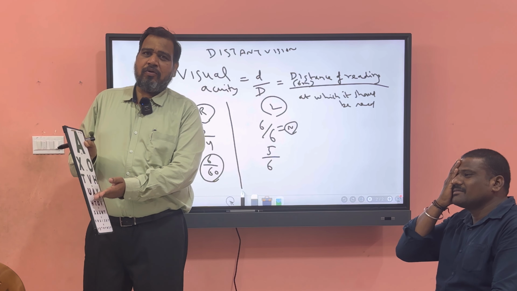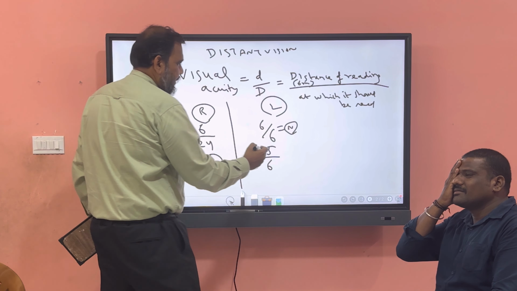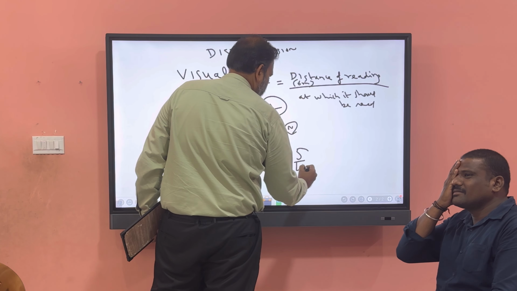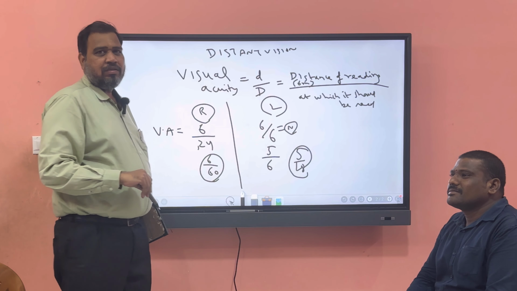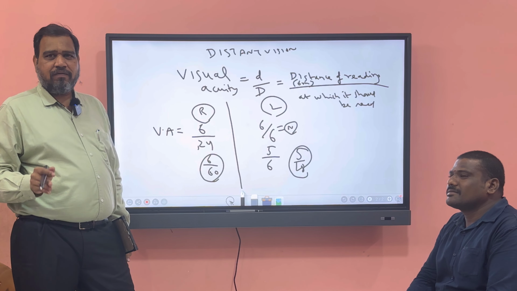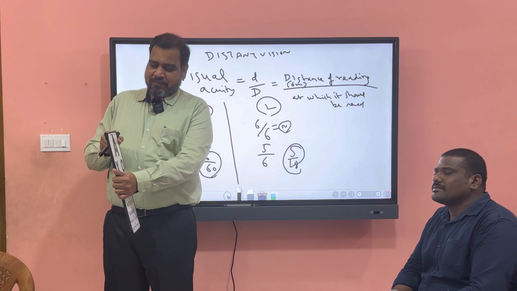So up to 18 is able to read. That means 5 by 18. So hope you understood how to calculate visual acuity: small d by capital D. Very, very simple. Now next question.